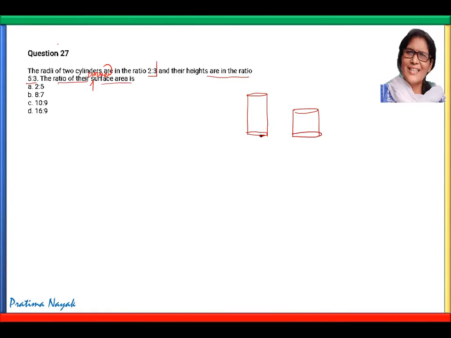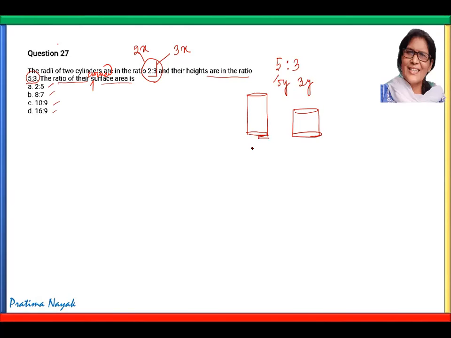The first radius and second radius are in ratio 2:3. When it is given in ratio, we generally take 2x and 3x. Similarly, heights are in ratio 5:3. So there I won't take x multiple, I'll take 5y and 3y. Now coming to the ratio of surface area, options are 2 is to 5, 8 is to 7, 10 is to 9 and 16 is to 9.